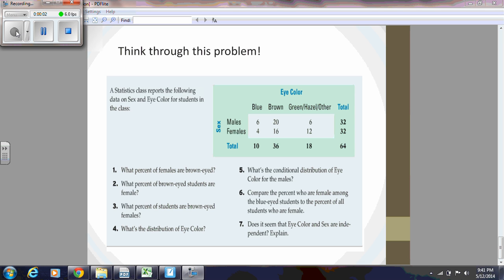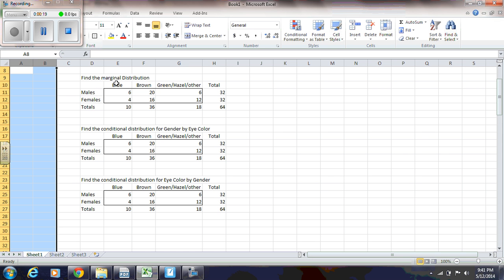Here's a short explanation on conditional and marginal distributions. First, we're going to look at the example problem from the last page of the Chapter 3 notes found on D2L. This shows a contingency table of sex and eye color. First, we're going to find the marginal distribution for gender.